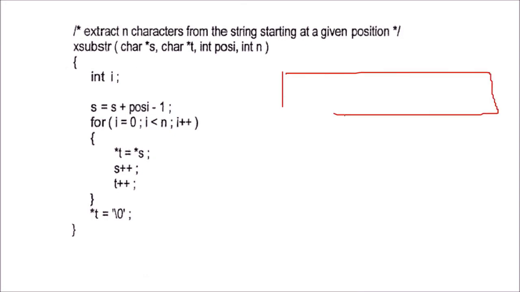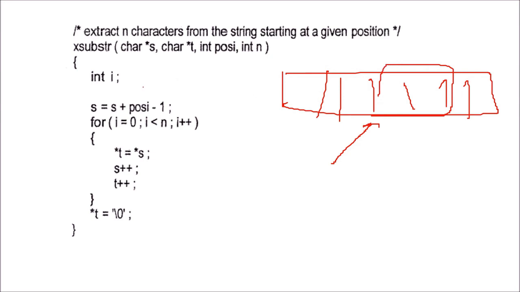For that, first we have to reach some point and then take out some string from here. So how are we going to do it? We'll use the same logic. We'll take S and T. This is the actual character string. This is the new mess. This is position and N.